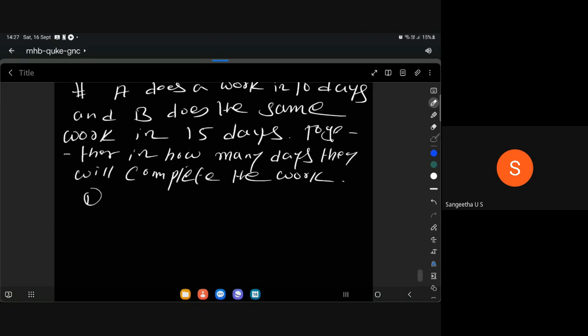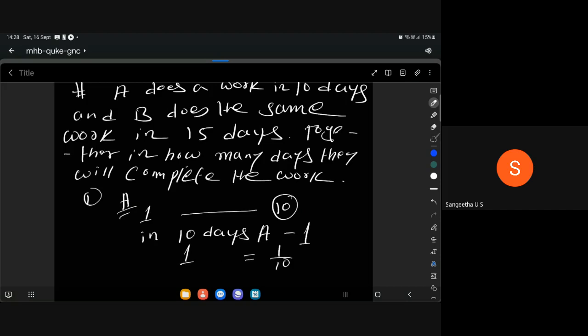Now A does the work in 10 days. This one amount of work can be done by A in 10 days. So you can write it in 10 days. A can do that one amount of work, correct? In 1 day, how much can A do? 1/10, right?